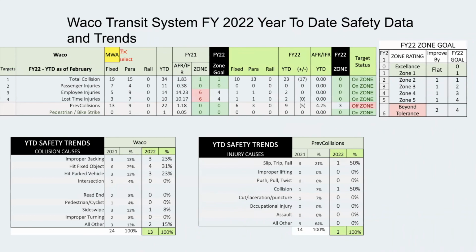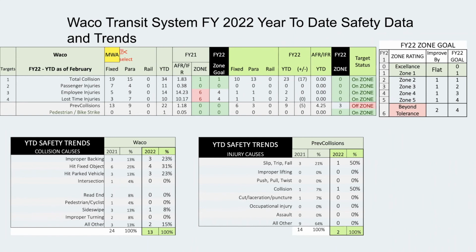We added in some additional features. We put in a zone goal, so you can see where we put in the zone goals. Excel seems to be our best friend. It's easy to manage. Again, we're small, so we have a lot of spreadsheets.